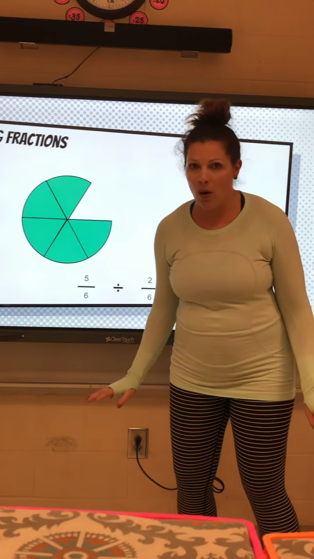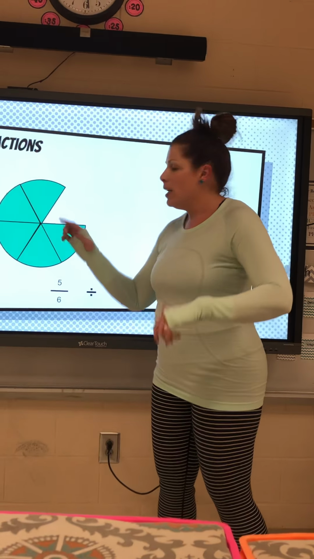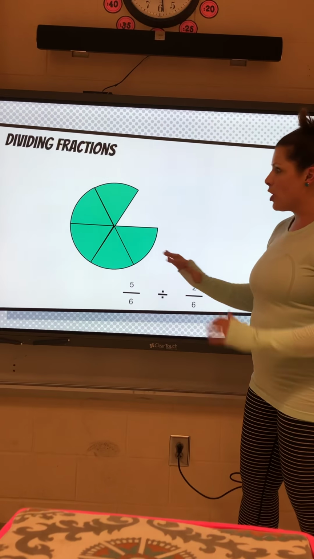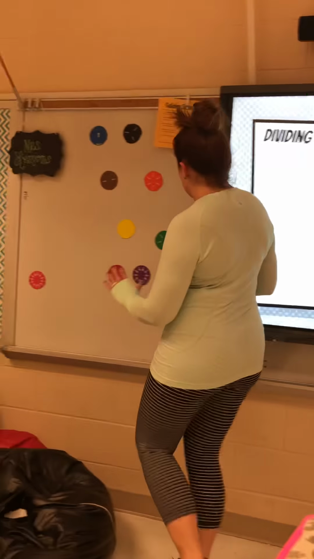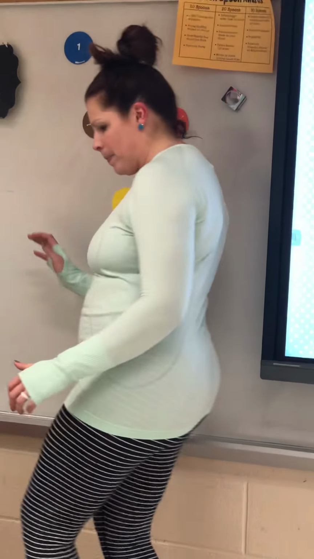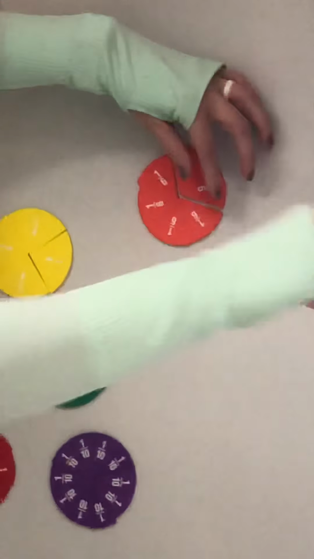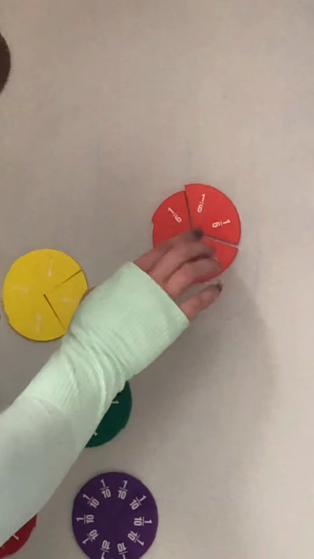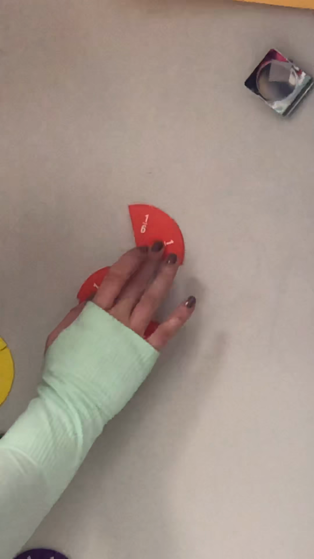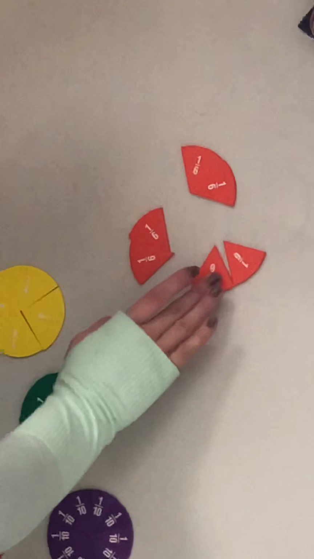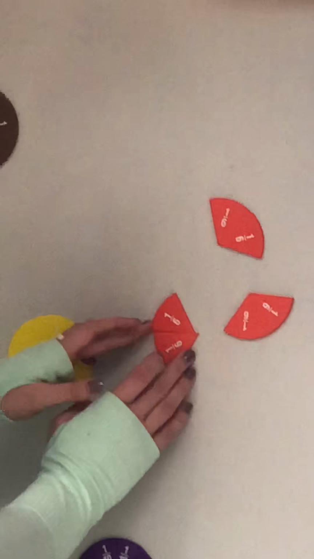But we're not dealing with a whole, we're dealing with less than a whole. So here's your 5/6, and you're going to separate these into 2/6. Where's my 6? Can you scoot over? All right, here's my 6 pieces. Can you see this? I'm going to find out how many 2/6 are in 5/6. Here's 1/6, 2/6, 1/6, 2/6, 1/6, 2/6. How many 2/6 are in 5/6?